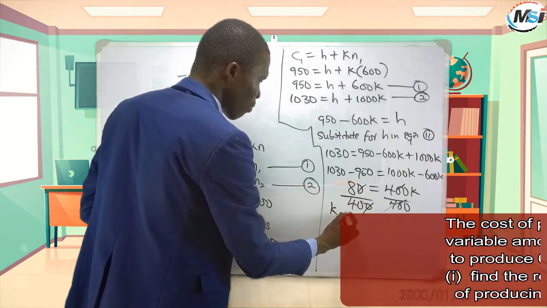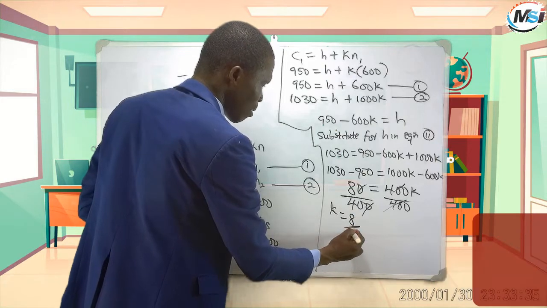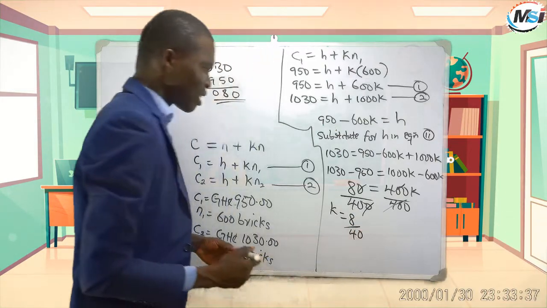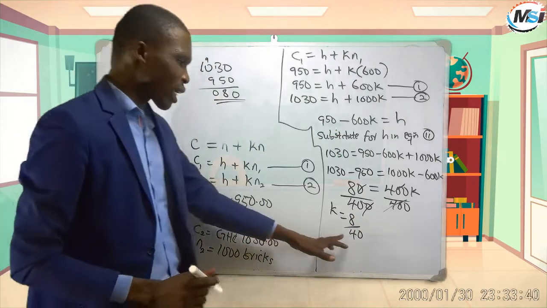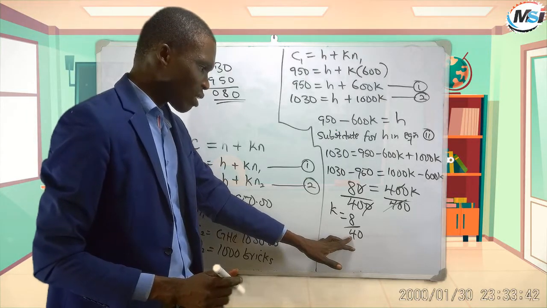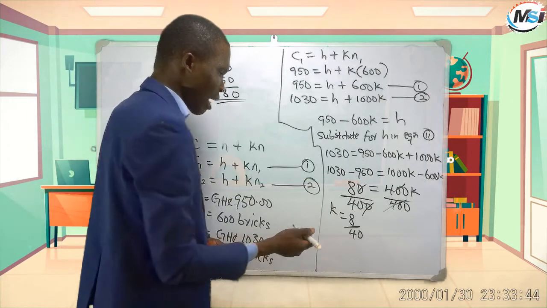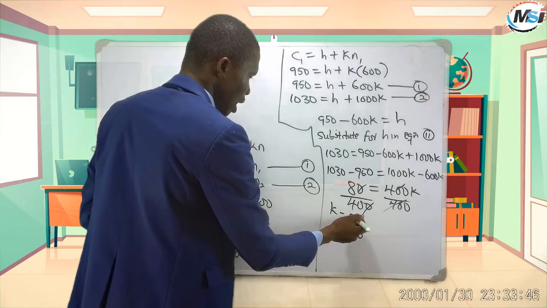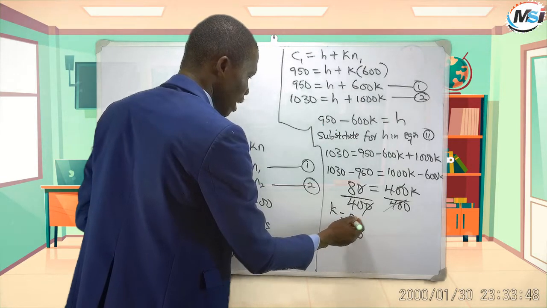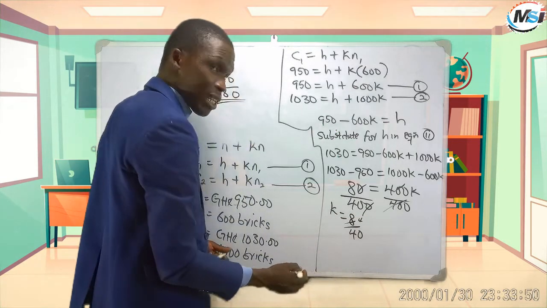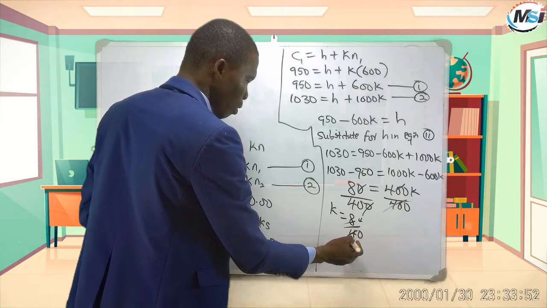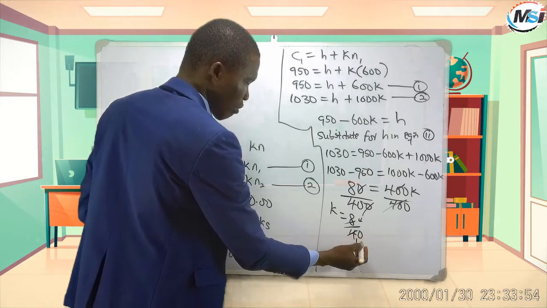So k will give us 8 divided by 40. Now, from here we can still cut, and what are we going to do here? Now you discover that let's use 4. 4 here we have 4. 4 in 8 we have 4. 4 in 4 we have 1. This will give us 10.